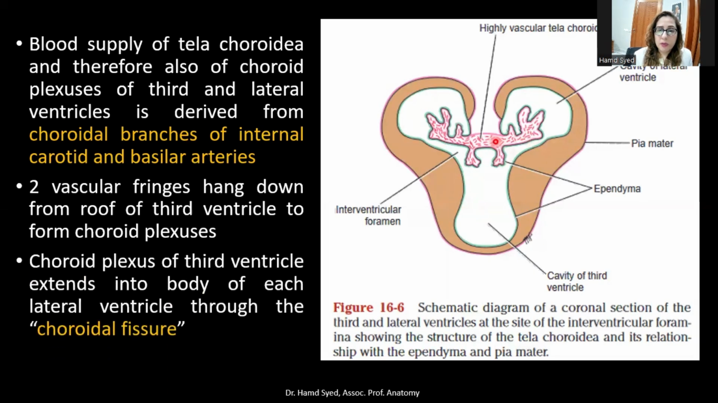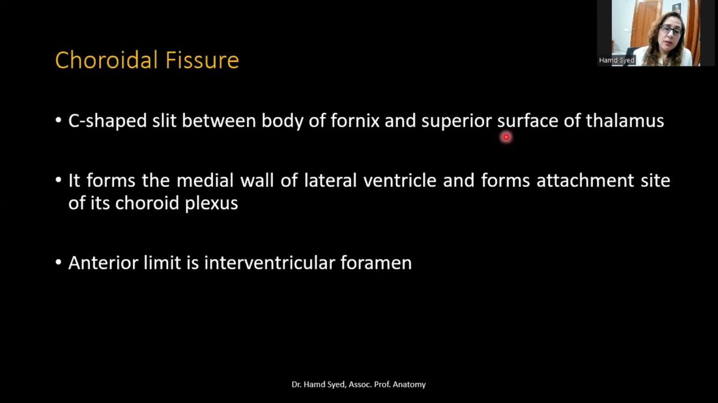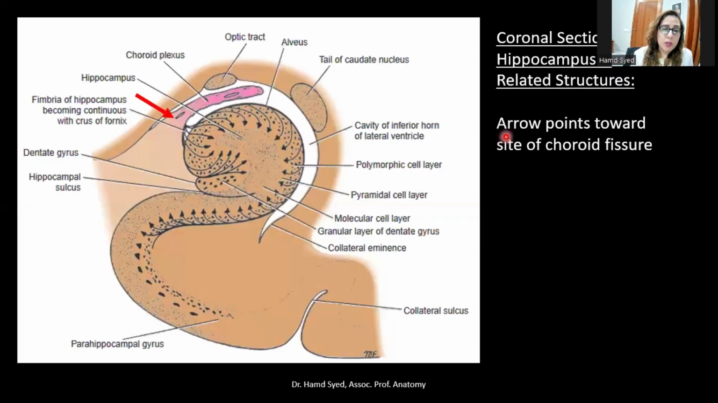And the choroid plexus of this third ventricle extends into the body of each lateral ventricle through the choroidal fissure. This point is known as the choroidal fissure. It is the C-shaped slit between the body of fornix and superior surface of thalamus, and it forms the medial wall of lateral ventricle. Also, it is the attachment site of its choroid plexus, and its anterior limit, remember, is the interventricular foramen. So here, let's take a closer look at the choroid plexus.